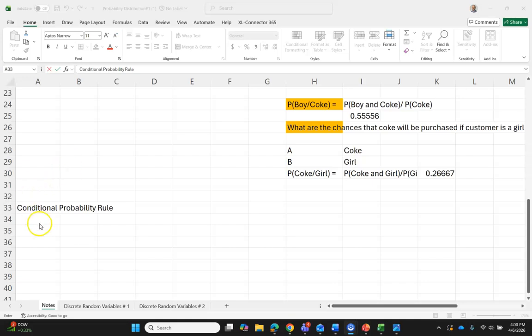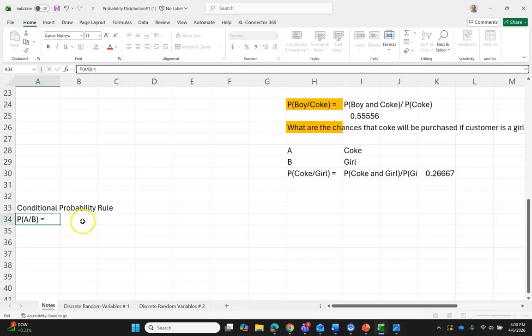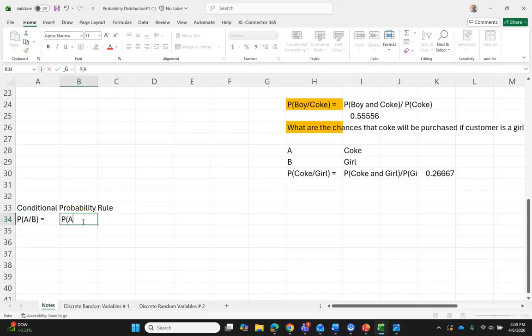So remember, in our previous video, we talked about the conditional probability rule. And so we say that the conditional probability can be written as probability of A given B, and this should be equal to probability of A and B divided by probability of B. That's the conditional probability. Now, what about the multiplication rule?